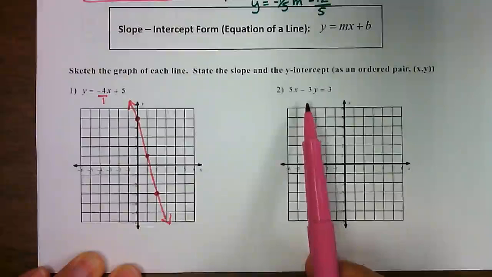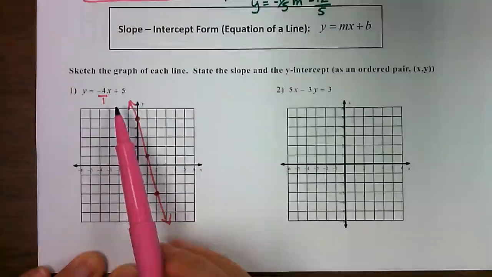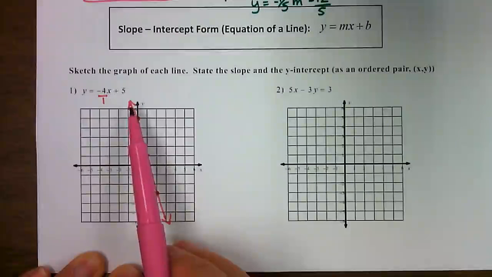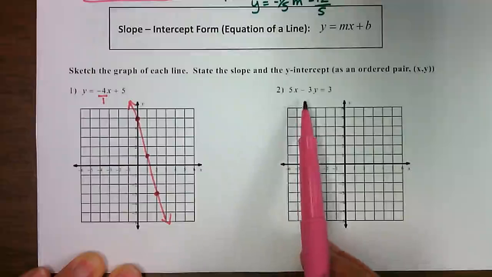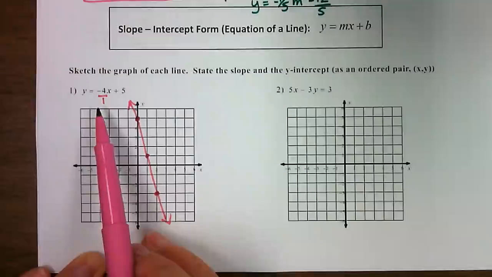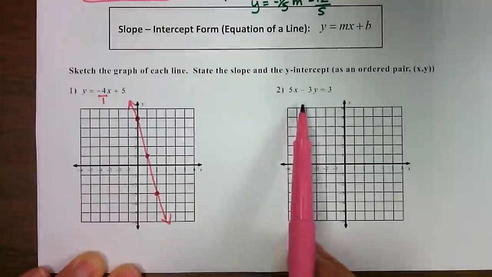This one, it doesn't look like this, right? It's not in this y equals mx plus b form. This is really the easiest form to graph. So let's make this look like this. All I have to do is solve for y. So I'm going to get y by itself in this equation.